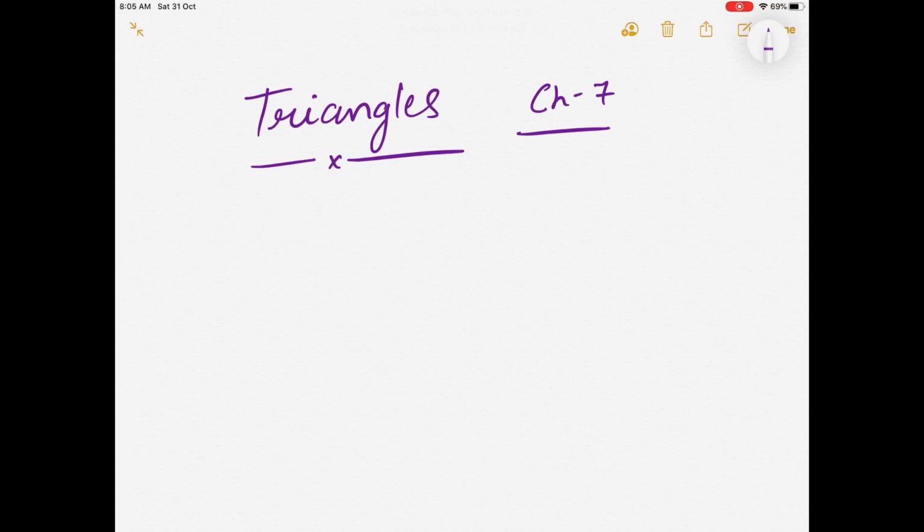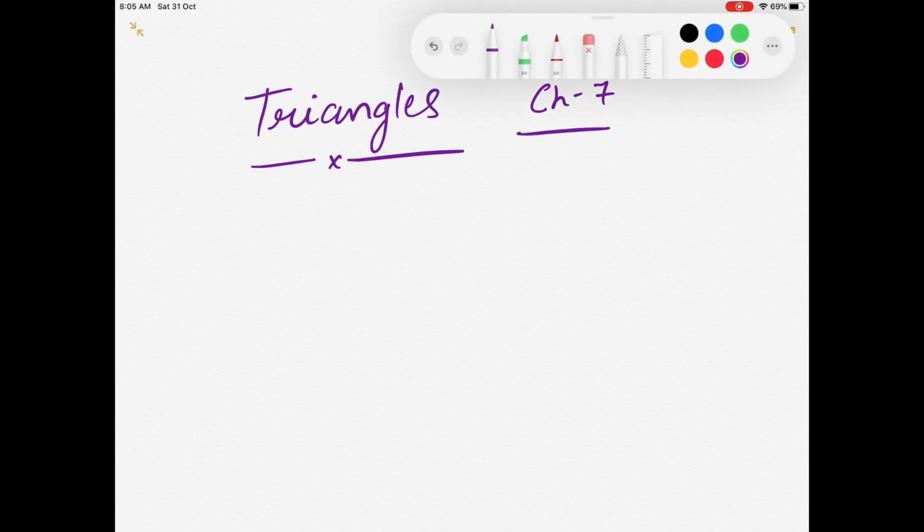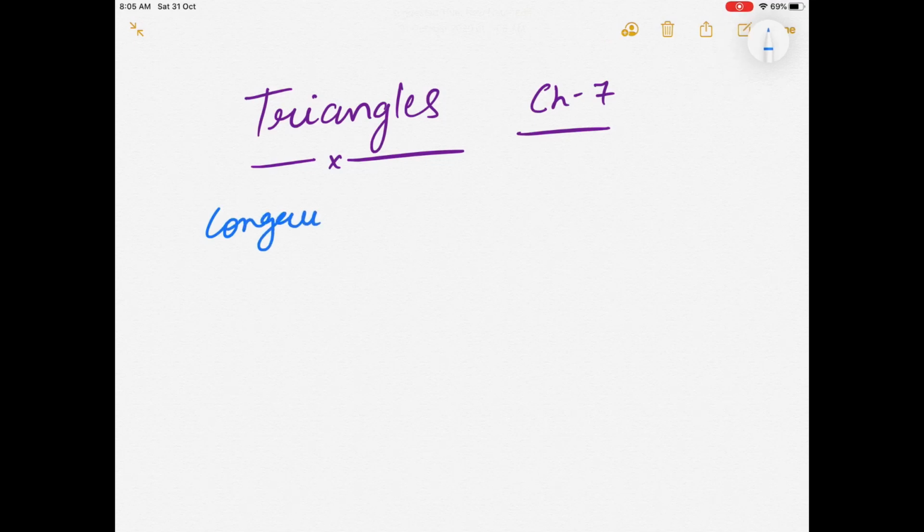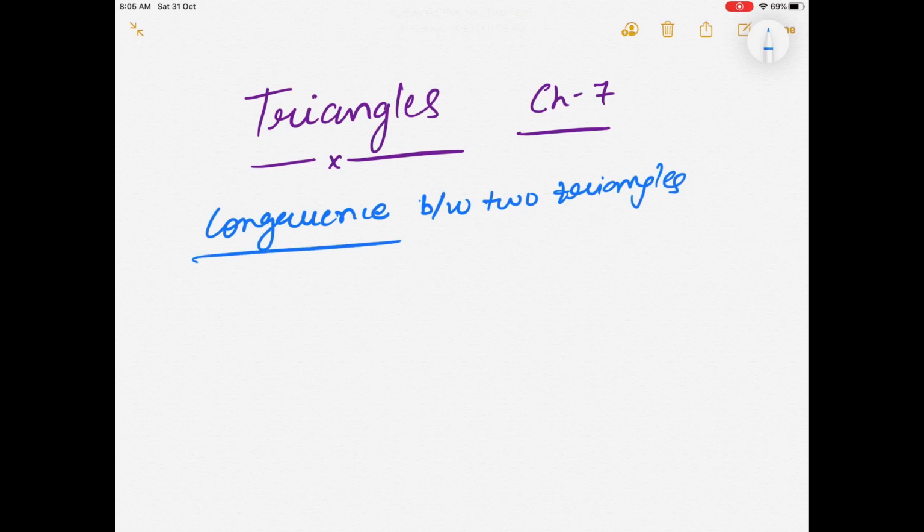Today in this video we are going to start our next chapter, that is triangles. In this chapter we have to prove how two triangles are congruent to each other. What does congruent mean? You can simply understand that congruent means we have to prove that two triangles are similar to each other by using different types of criteria.